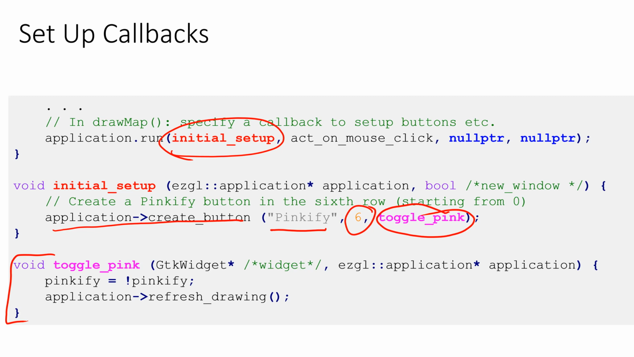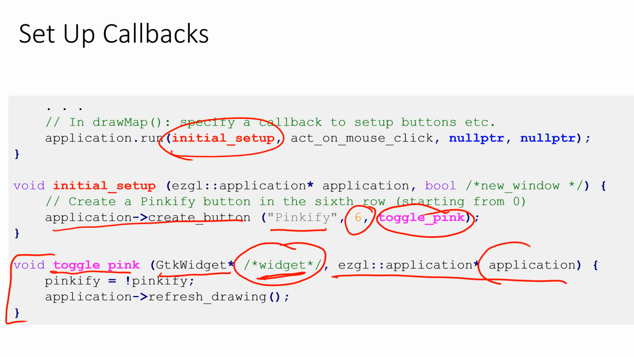So the function I want called is called toggle pink. It must match this signature. The signature is defined in ece297. It takes a pointer to essentially the UI element. I don't actually need that, so I'm just going to comment it out so I don't get a warning. I'm going to comment out the name of the variable to tell the compiler I'm intentionally not using that. I don't care, but I must leave it there. I can't just delete the parameter because I must match the signature. And I've also passed the application pointer for ece297 so I can call things. I want that, so I'm going to give that a name.